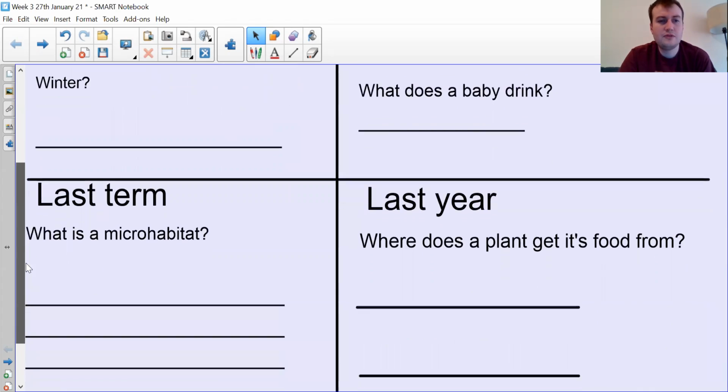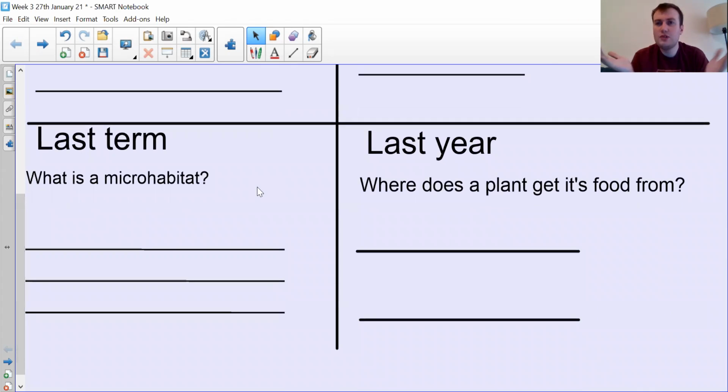Let's move down. From last term, what is a microhabitat? Remember, a habitat is an animal's home. So what is a microhabitat? And then where does a plant get its food from? That's what you should have learned last year.